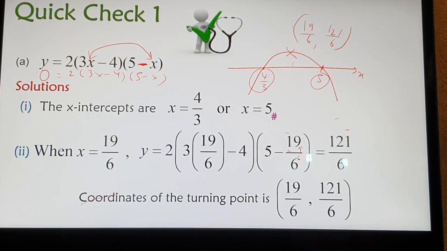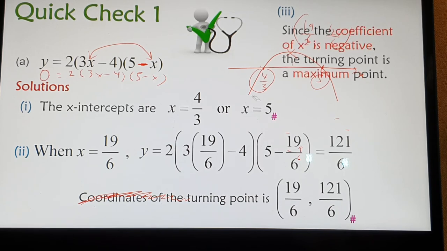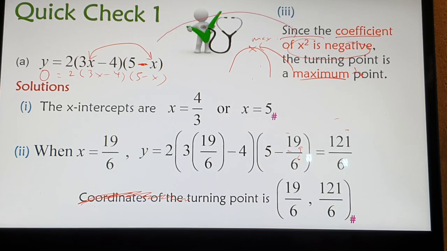No need to write all this, really, really. Don't waste time. You just say turning point. It's understood, that one is a coordinates. Okay. They ask you to explain whether it's a maximum or minimum point, right? Okay, then you say, since the coefficient of x squared is negative, that means it's going to be a sad face, right? The turning point is maximum. Okay, clear? Why? Because the coefficient of x squared is negative. How we know negative? Minus x times 3x is minus 3x squared. Minus 3x squared times 2 is minus 6x squared. The coefficient of x squared is negative. Okay? Next one.